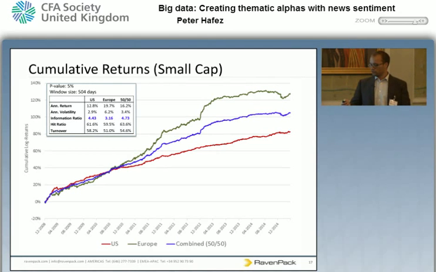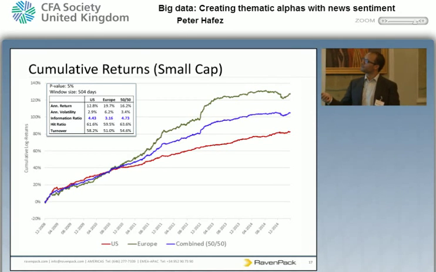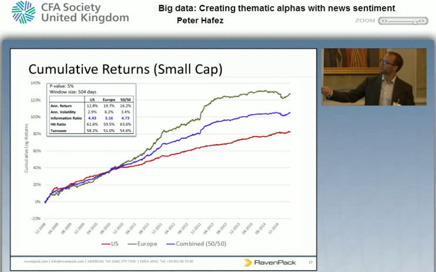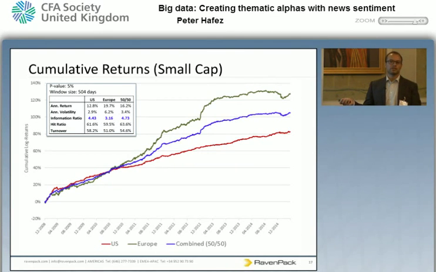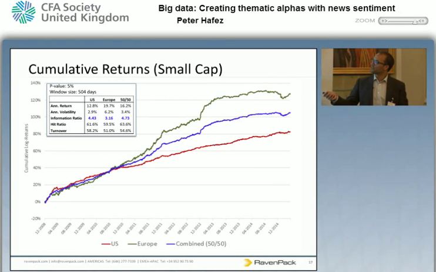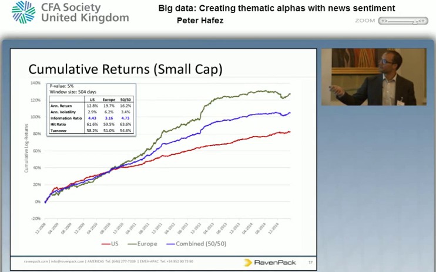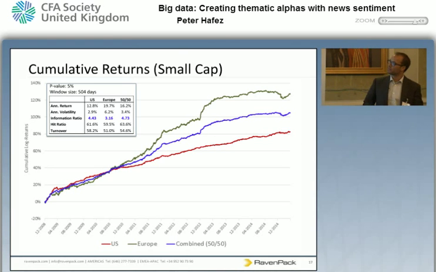In terms of information ratios, you get quite decent information ratios: 4.4 for US, 3.2 for Europe, and 4.7 for the 50-50 portfolio. The reason why I think you get better performance out of US in small cap than Europe is that there's generally more news coverage for US stocks, and I think that's really what's driving it here, rather than it being about how efficient the markets are. Again, similar type of turnover, you get higher hit ratios though, but similar turnover statistics, 50 to 60% daily turnover.